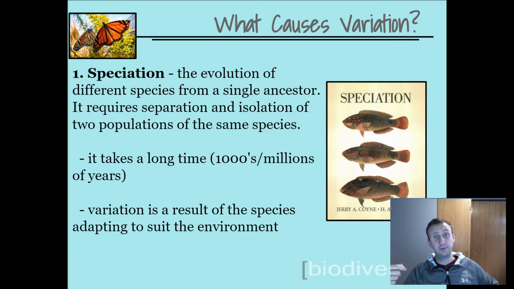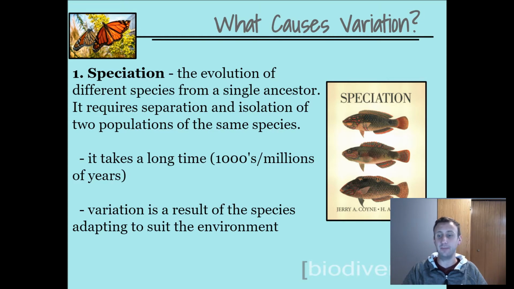So we're going to start off by talking about speciation. Speciation is the evolution of different species from a single ancestor. And in order for speciation to happen, we have to have separation of two different populations. So you have to have a big population that then gets separated into two separate populations by some kind of barrier. Now that barrier could be, as we're going to learn, a physical barrier, or it could be a barrier in terms of something that has to do with behavior. There's lots of different options, but essentially they have to be separated in some kind of way.